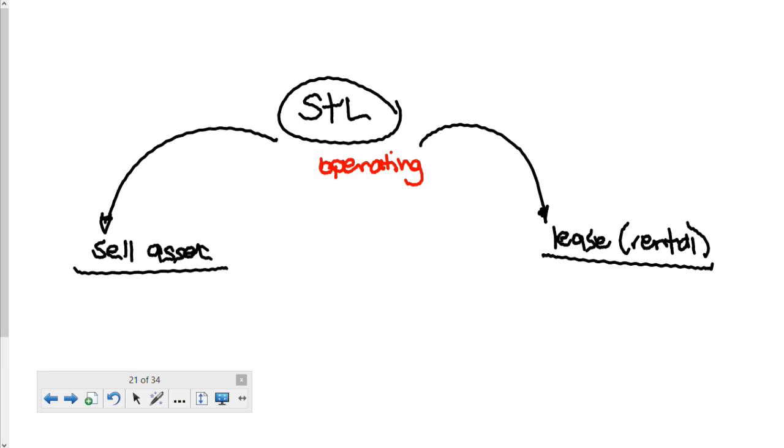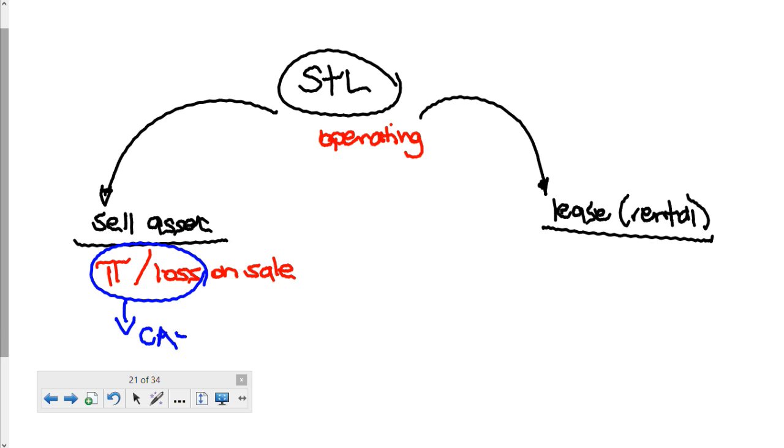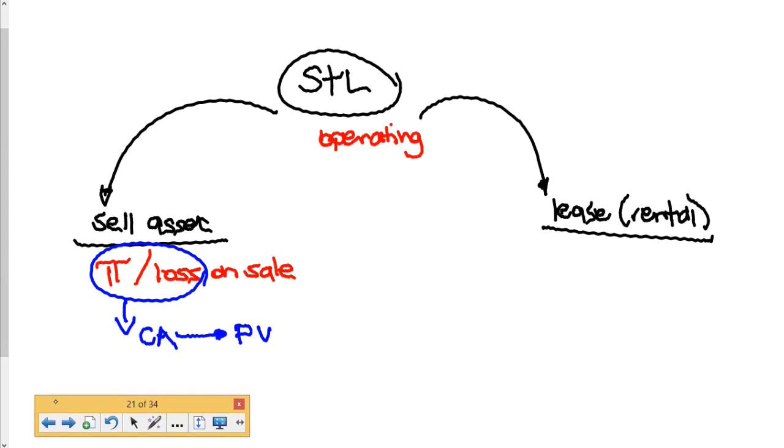The main issue with an operating sale and leaseback, strangely, is actually here. It's in the sale of the asset. When I sell the asset, I obviously am going to make a profit or a loss on the sale of the asset. And the statement, once again, looks at this profit and loss and says the following. The profit or loss that you're going to recognize on the sale of the asset must be the difference between carrying amount and fair value.